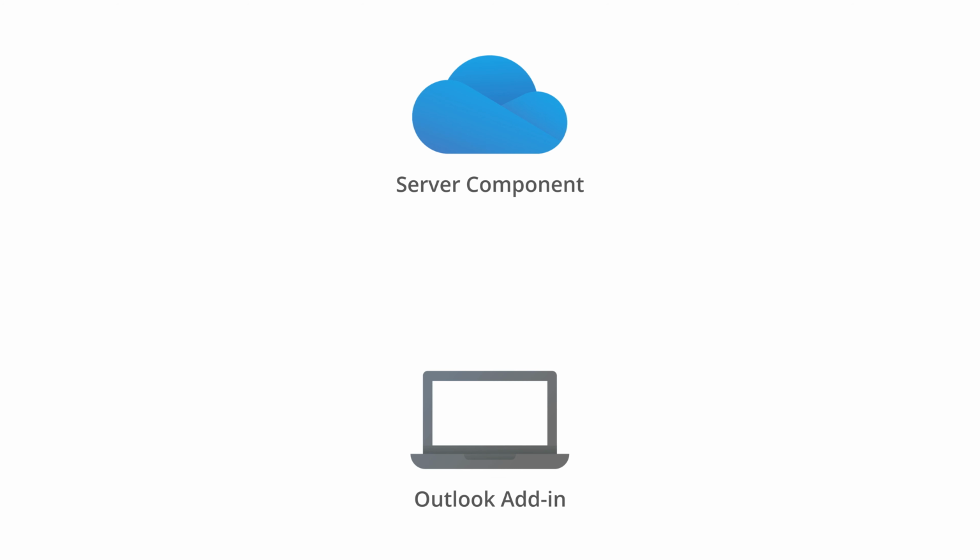eWay-CRM consists of two parts, the server component and the Outlook add-in. The server component contains all of your data and can be placed in our eWay Cloud or on the server of your choice. The eWay Cloud is located in the US or Europe, whatever is closest to your location, and we apply our backup and security policy. If the server component runs on your hardware, we can help your IT set it up.